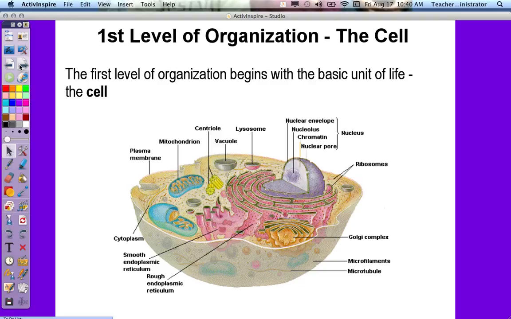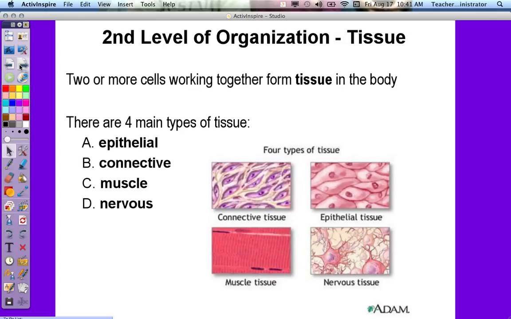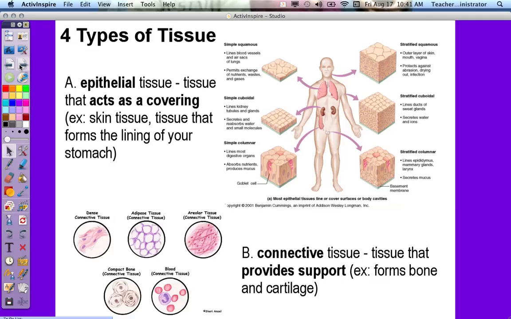I know in biology you spend a lot of time learning about the cell and its parts. You learned about all the organelles and their function, and those organelles carry out the function for the cell. But when you have a cell, you have life. So once you put one cell in an organism or you have multiple cells working together, you now have a living thing. The second level of organization is tissue. And as long as you have 2 or more cells working together, then you have formed a tissue in the body. And there are 4 main types of tissue in our bodies.